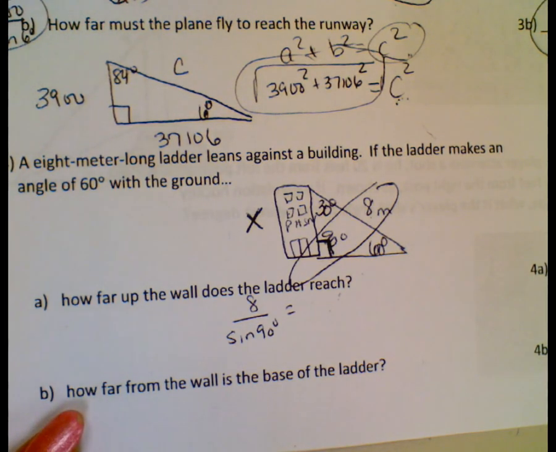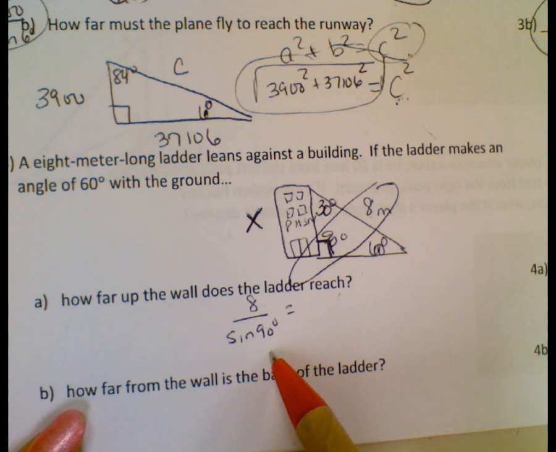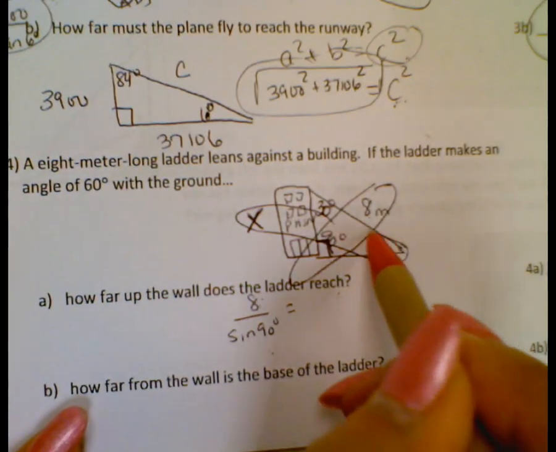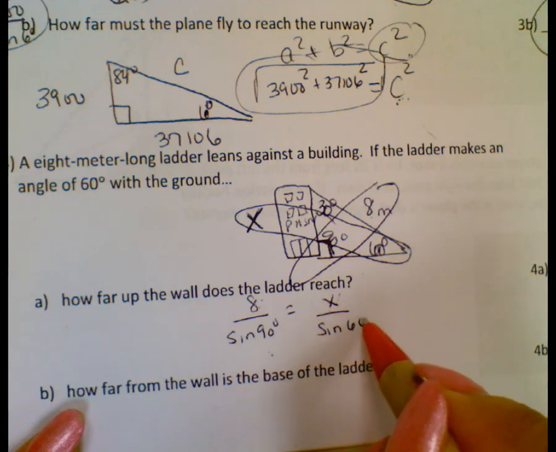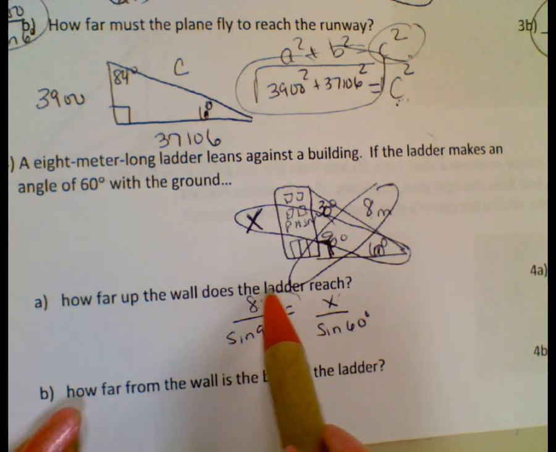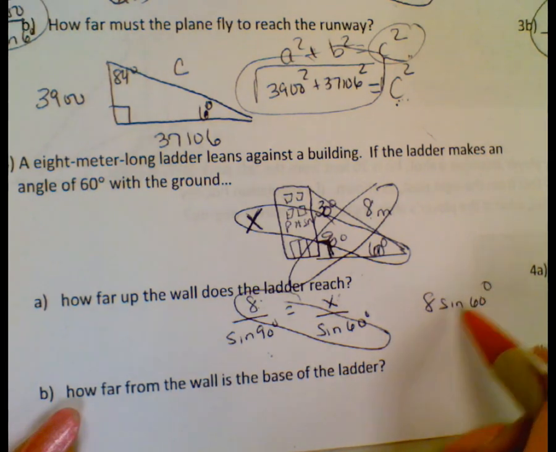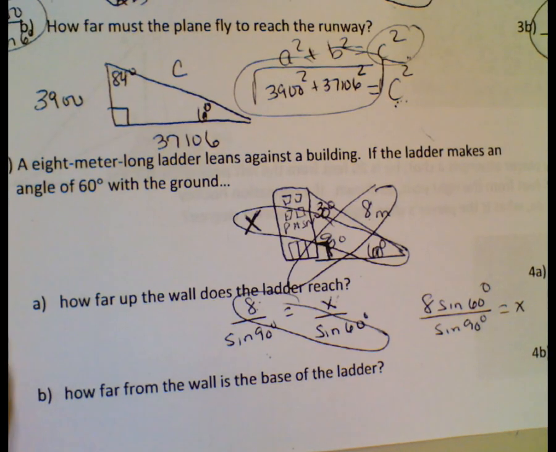My other classes made me do it the other way. You can go sine 90 over 8 if you want. It's either side over angle or angle over side. The other one I'm using since I'm solving for x is this one. So put the side on the top, angle on the bottom, unless you're doing it the other way. That's your law of sines proportion. So cross multiply these two: 8 sine 60 divided by sine 90 equals x.